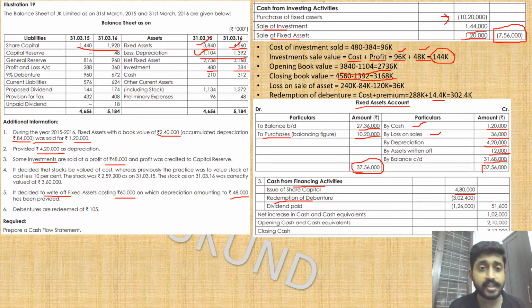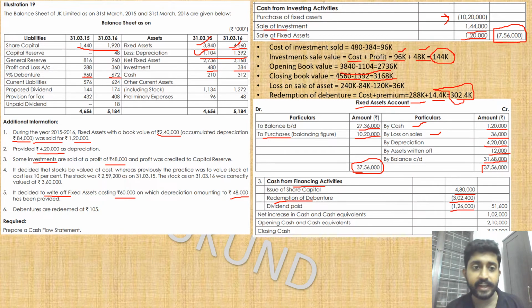That also we discussed. And here you can see the debenture account 960 has gone down to 672 because of redemption. So 960 minus 672 is 288, that is 2,88,000. So 2,88,000 plus 14,400 will give you the total cash outflow of 3,02,400 because of redemption of debentures.